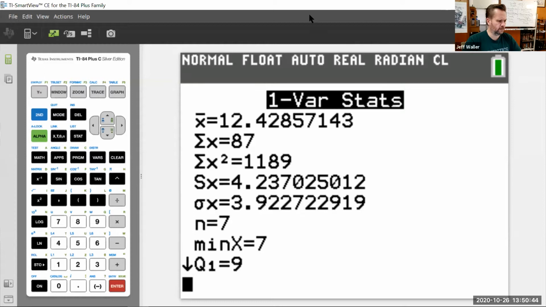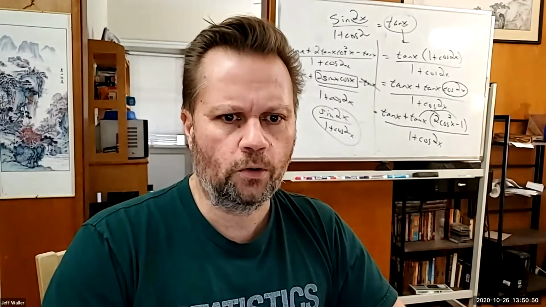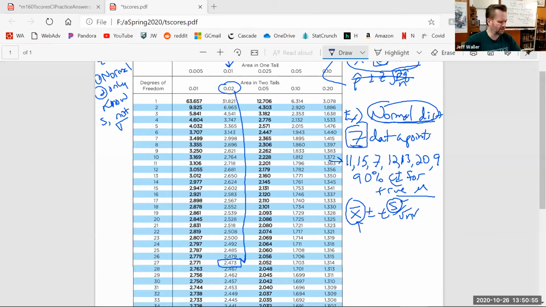So now let's come back to the sheet. All right, where did you go, sheet? There it is. All right, I need my data now too. There we go. So now I know X bar was 12.43, plus or minus. Oh, we still got to look up the t-score. We'll do that in a minute.